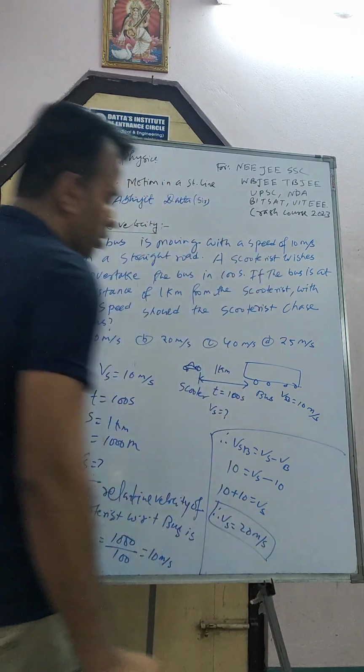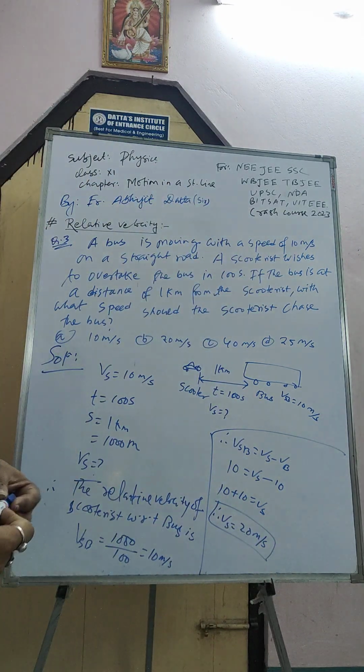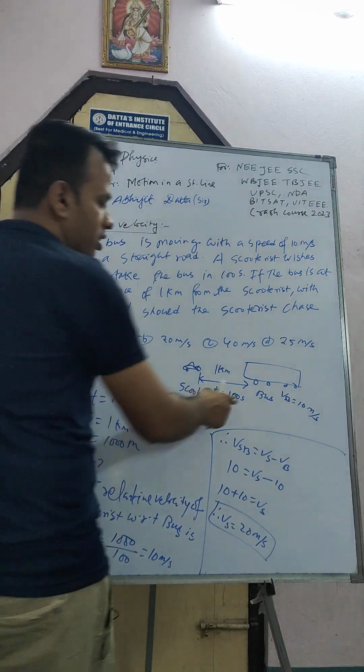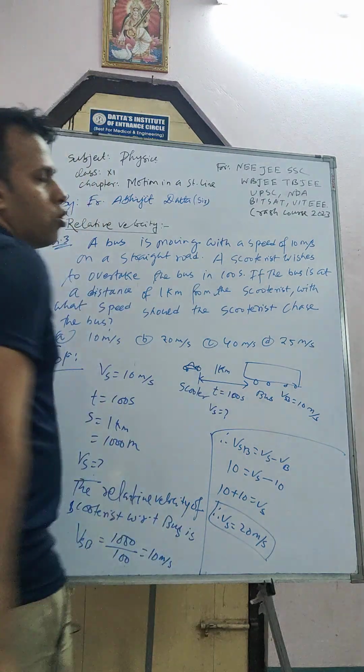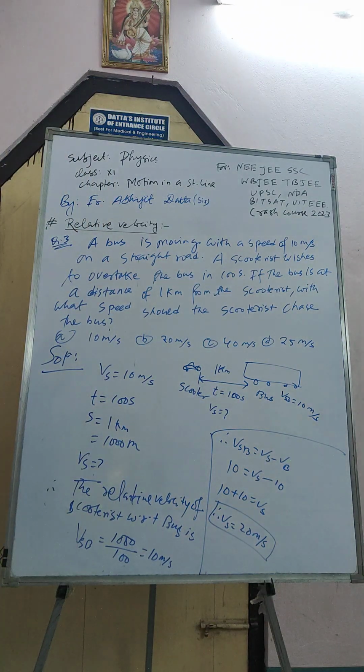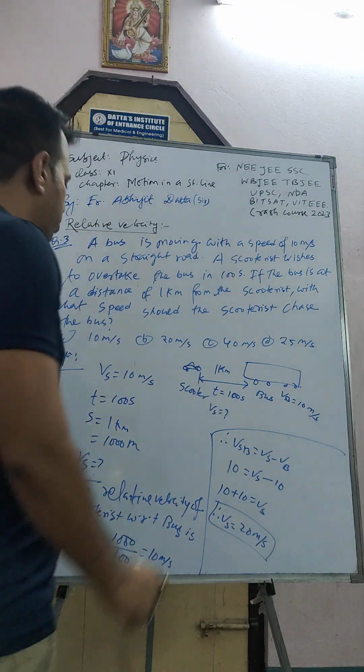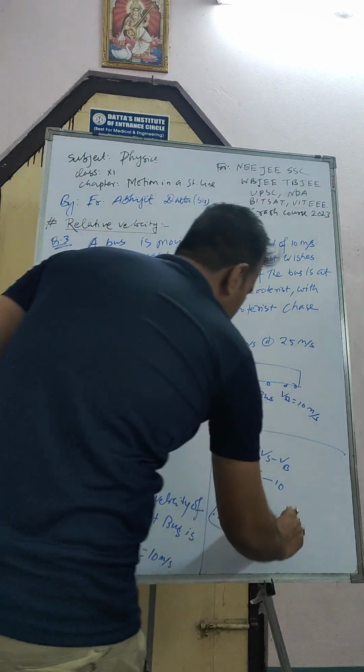If the speed of the scooter is 20 meter per second, then it can overtake the bus in 100 seconds if the bus is 1 kilometer away, okay. So which option is correct here, sir? Option B is the correct answer.